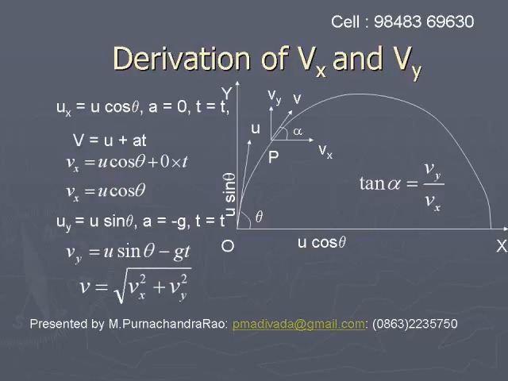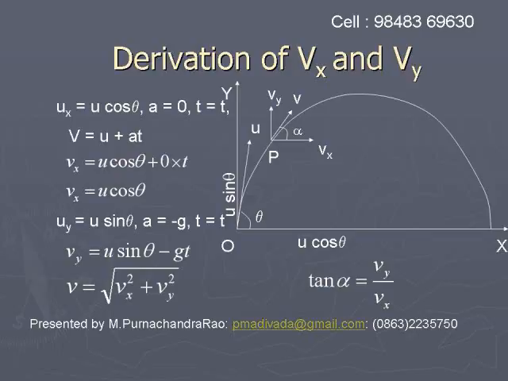The resultant velocity will be the square root of Vx square plus Vy square. Since Vx and Vy are perpendicular, in vectors we learned that the resultant vector will be the square root of Vx square plus Vy square. The angle made by V with Vx is given by alpha, and tan alpha is equal to Vy by Vx. This relation gives the angle made by the resultant velocity with Vx.